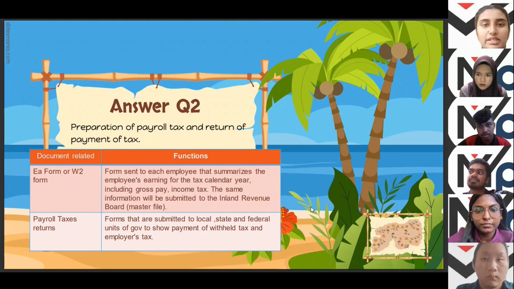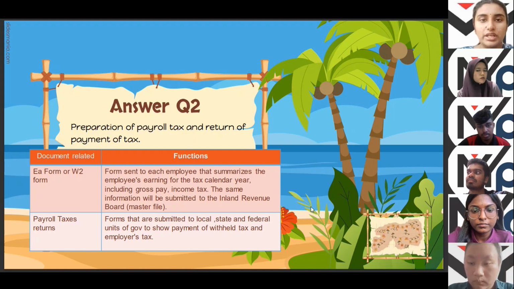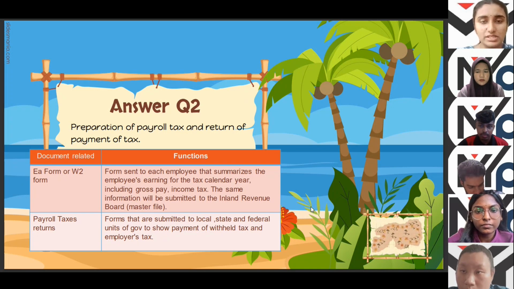Okay, the next one is preparation of payroll tax return and payment of tax. The document related is the EA form or W2 form. The form is sent to each employee that summarizes the employee's earnings for the tax calendar year, including gross pay and income tax. The same information will be submitted to the Inland Revenue Board, which is called the master file.